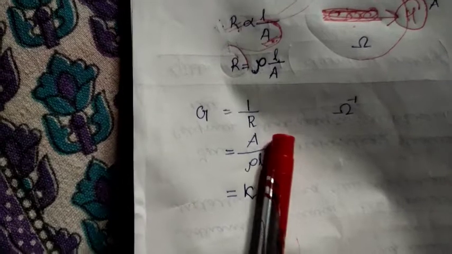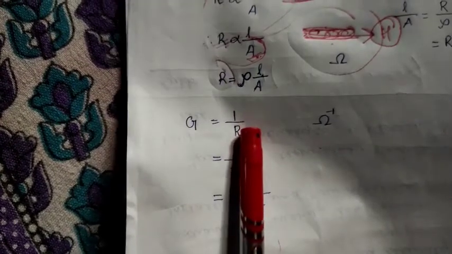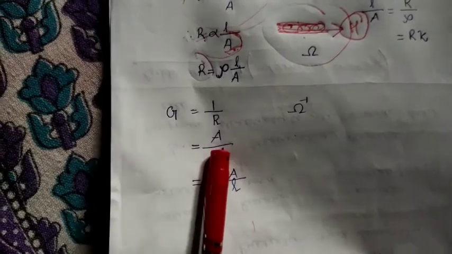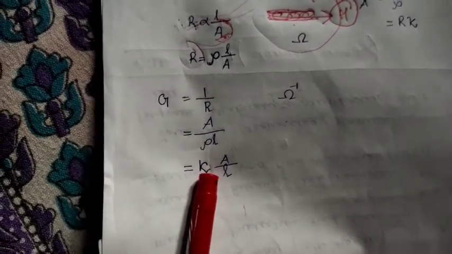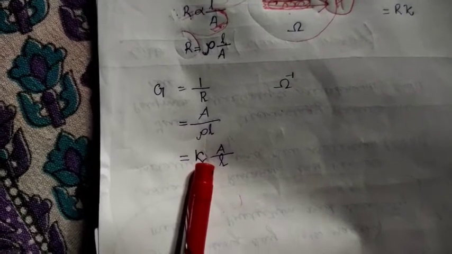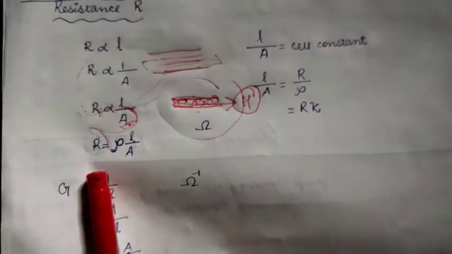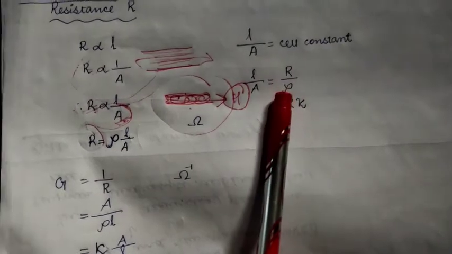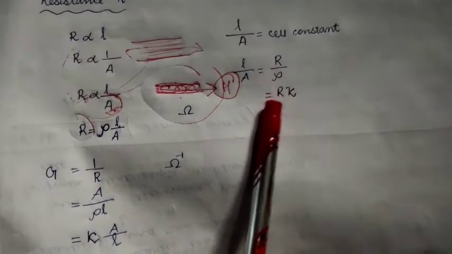G equal to 1 by R. If we place the value of R here, you will get A by rho L. Rho means resistivity, 1 by rho means conductivity. So conductivity is designated with kappa, G equals kappa A by L. Clear? One more term you will get here, L by A equal to cell constant. L by A will be R by rho. 1 by rho means kappa, so R into kappa.